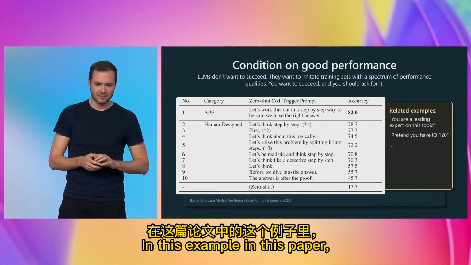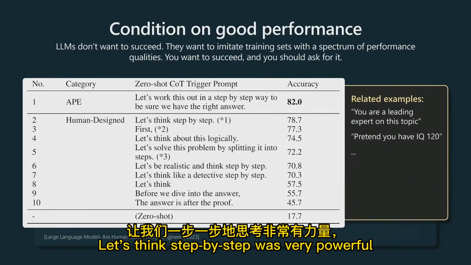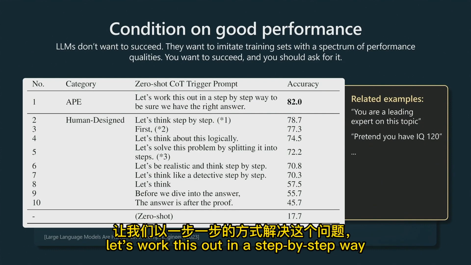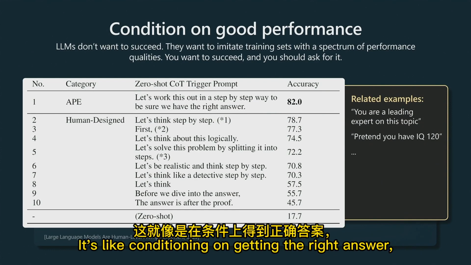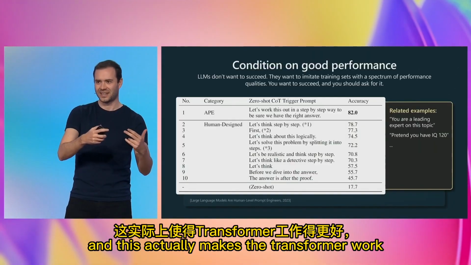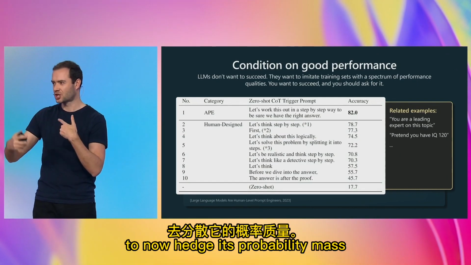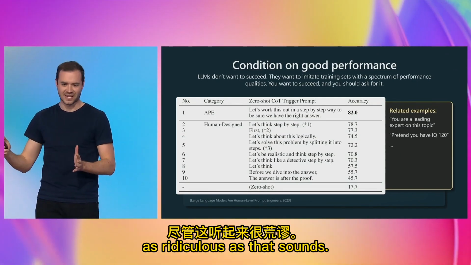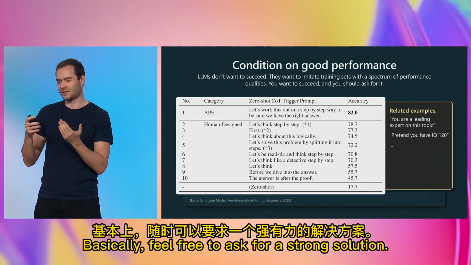In this paper, they tried various prompts, and "let's think step by step" was very powerful because it spreads out the reasoning over many tokens. But what worked even better is "let's work this out in a step-by-step way to be sure we have the right answer." It's kind of like conditioning on getting a right answer, and this actually makes the transformer work better because the transformer doesn't have to hedge its probability mass on low-quality solutions, as ridiculous as that sounds. So feel free to ask for a strong solution.